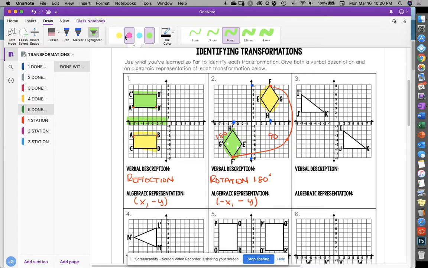Let's look at number 3. This is my pre-image here. This is my image. So going from yellow to green, what happened here? All right, so I can see that they're in the same order. I have I, J, K, and over here I have I, J, K. So it can't be a rotation. It can't be a reflection. This one has slid over. We have to figure out how it moved. So we're going to say that this is a translation.